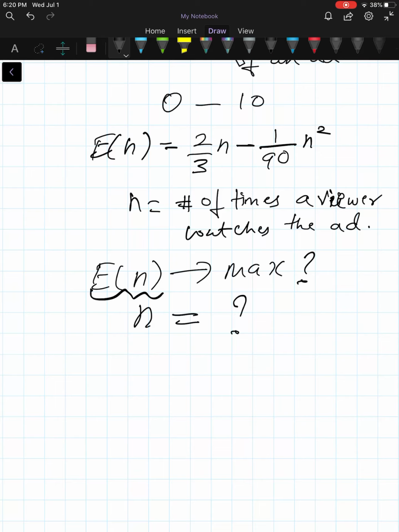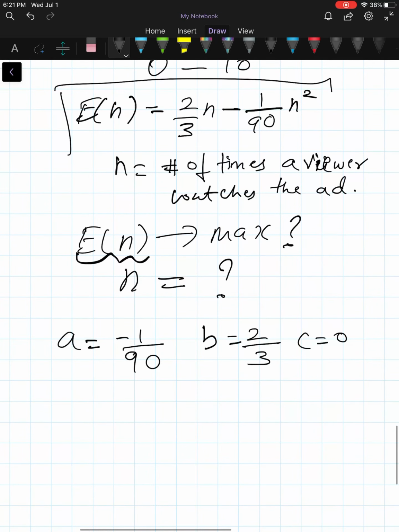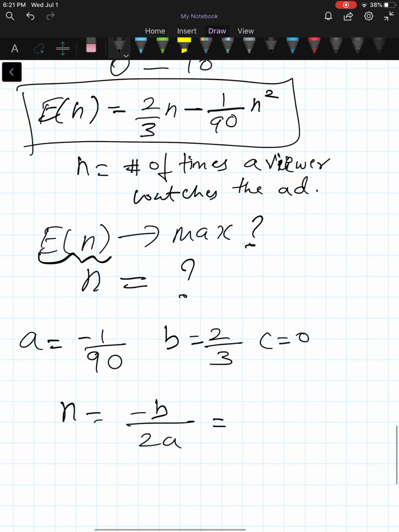Correct. So doing that, first we will extract all the data from the given equation. That would be a in the given equation is negative 1 over 90, b in the given equation is 2 over 3, and c is 0. Correct. This is the equation that we are considering. Okay, so now we are calculating the input value. So n will be equal to negative b over 2a.